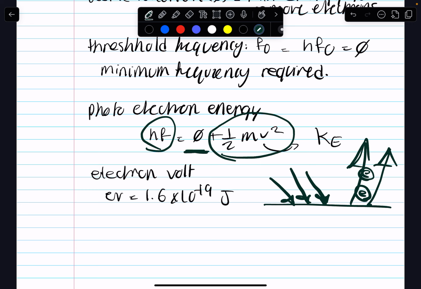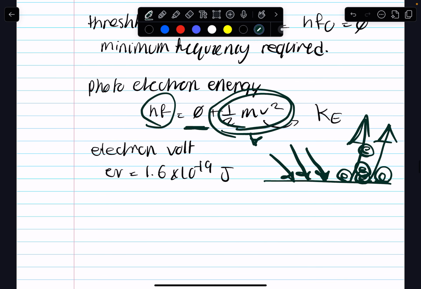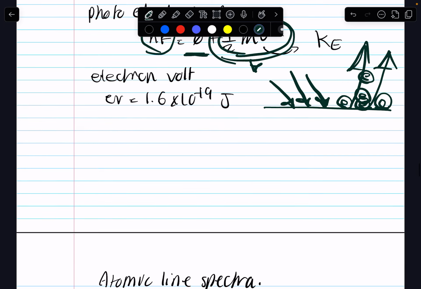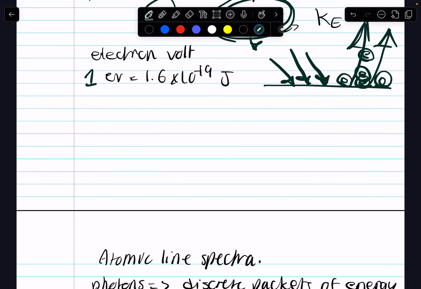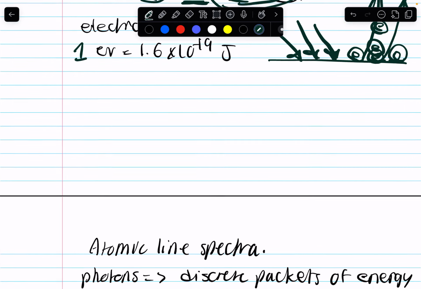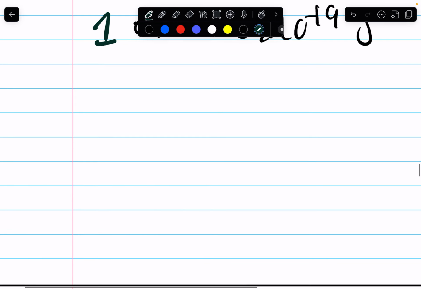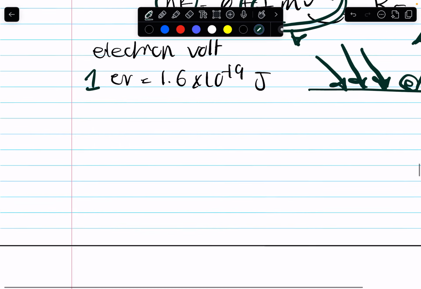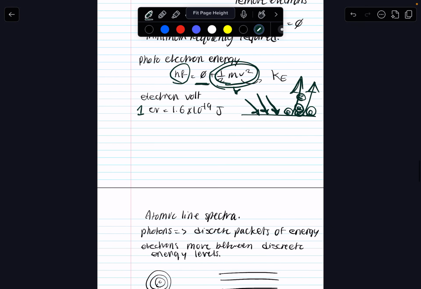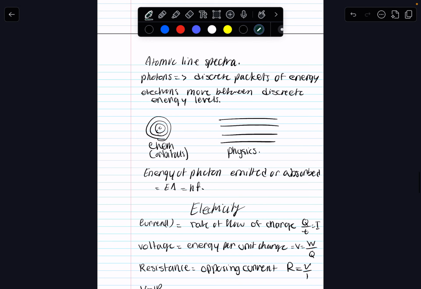So if your kinetic energy is minimum, then the electron is just freed. It will not move, okay? And then you could convert electron volts to joules, which is 1 electron volt is 1.6 times 10 to the power negative 19 joules. Again, this is given in the data booklet, so you do not need to worry about it. Also notice that this 1.6 times 10 to the power negative 19 is the charge on an electron.